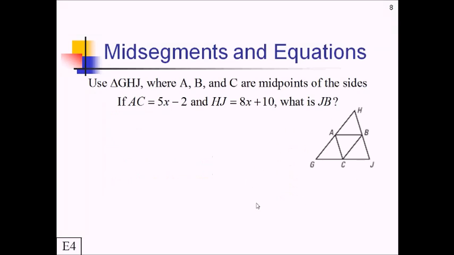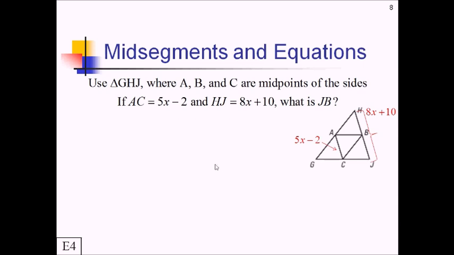We're going to do one more problem with midsegments. This one we're going to bump it up a little and do some algebra. So we've got this triangle GHJ where A, B, and C are midpoints. If AC is 5x minus 2 and HJ has a length of 8x plus 10, what is the length of JB? Pause the video and see if you can puzzle this one out.